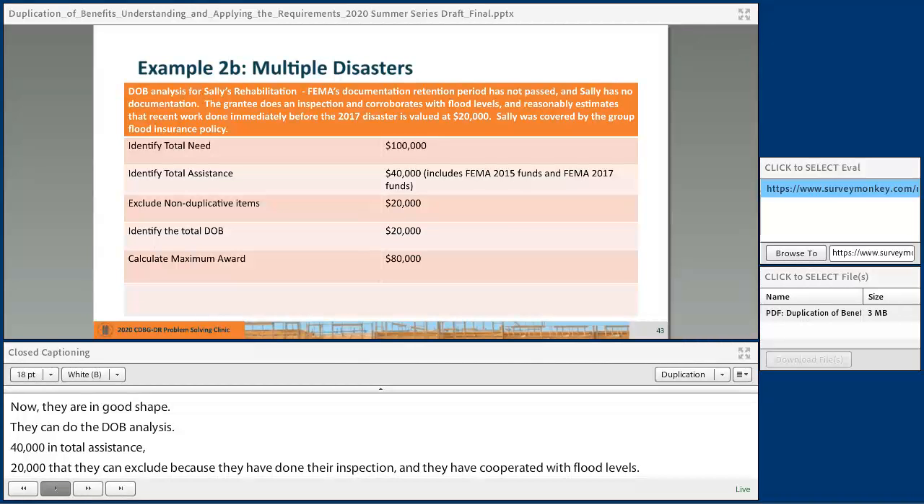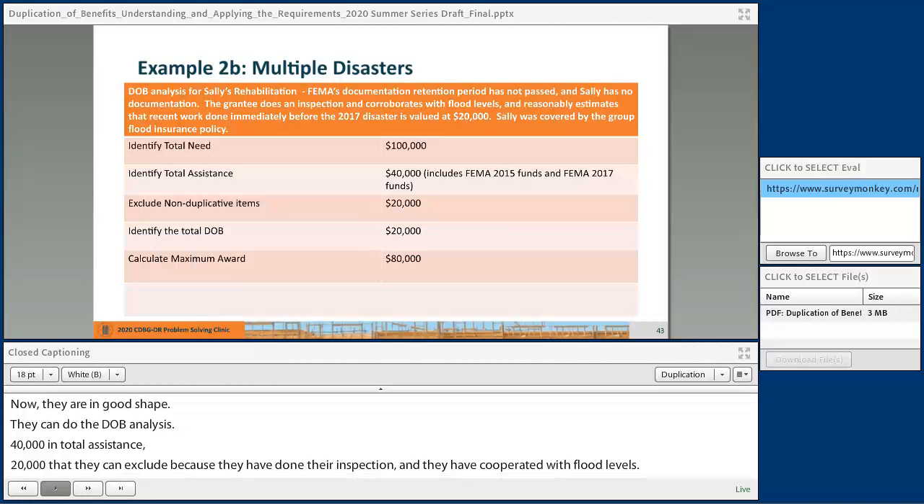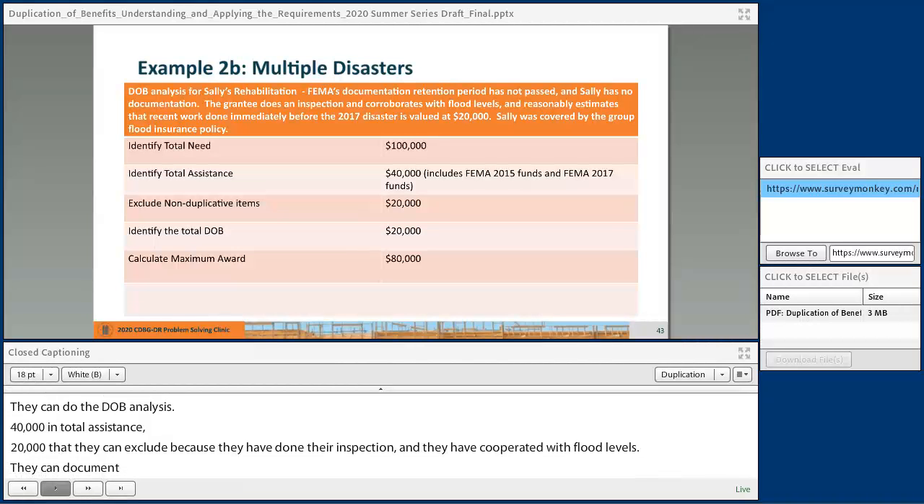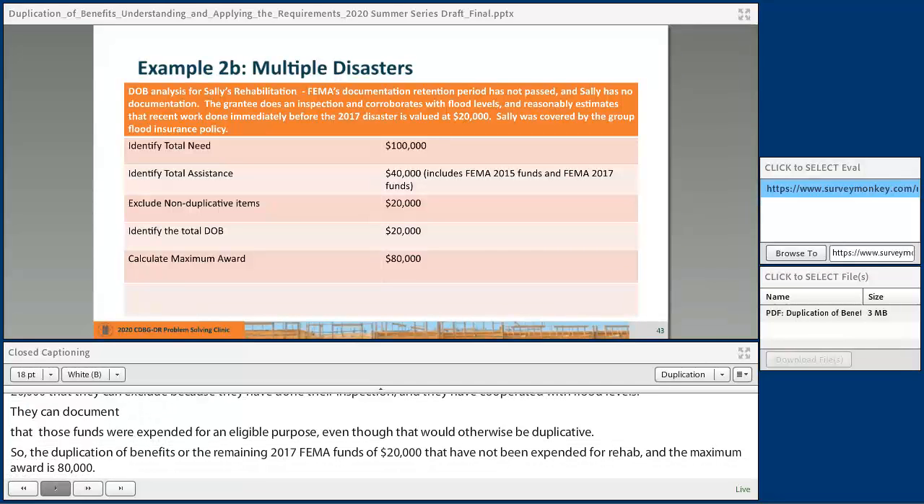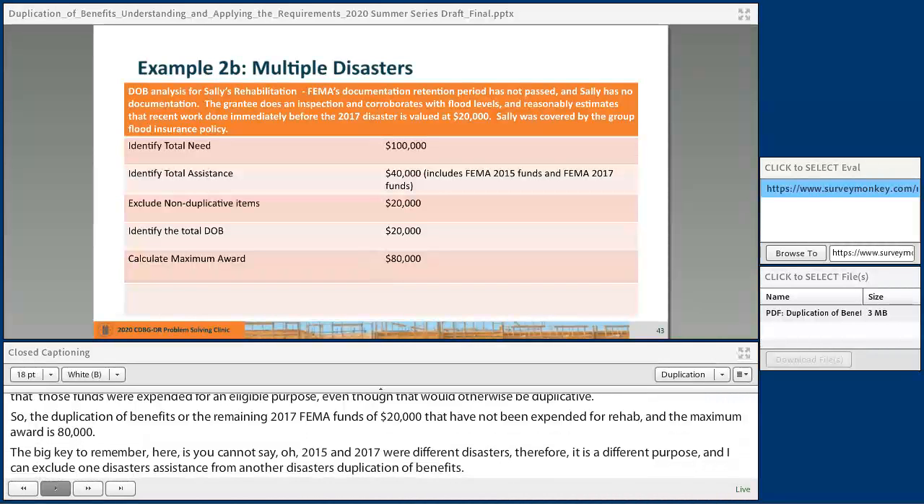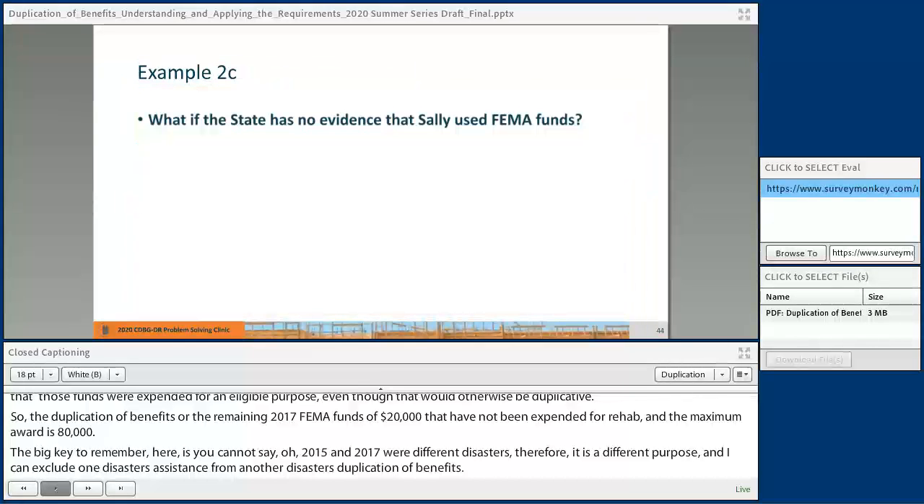The big key to remember here is that you cannot say, oh, 2015 and 2017 were different disasters, therefore it's a different purpose and I can exclude one disaster's assistance from another disaster's duplication of benefits. If the total need is a combined need remaining after both disasters, you have to account for the assistance received to respond to that need. And that is pretty clearly discussed in our duplication of benefits notice.